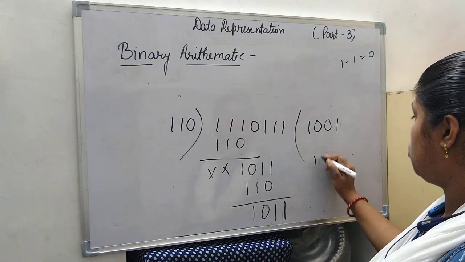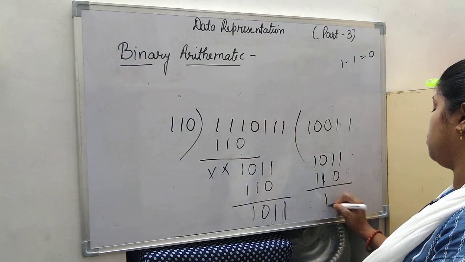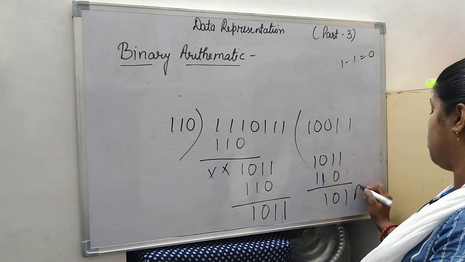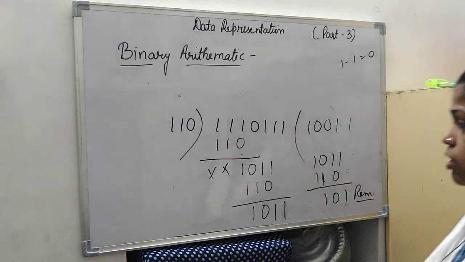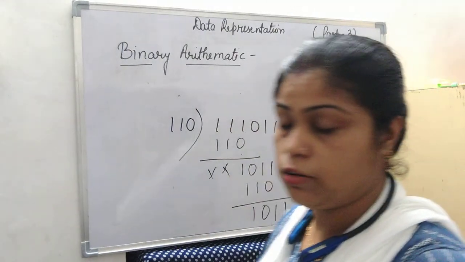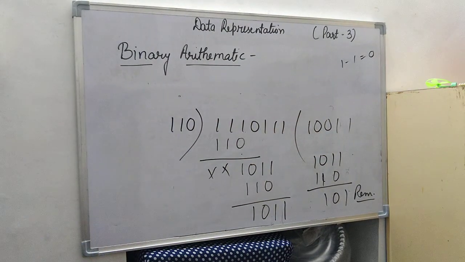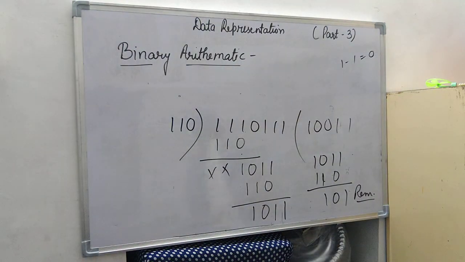Okay, now 1 0 1 1, again we have 1 times 1 1 0 and it gives you 1 0 1 and it is a remainder. Okay, so there is a remainder in this particular subtraction. So whenever you convert it and check it, it will give you the correct answer, whenever you convert it into its decimal format. Okay, you can see that.